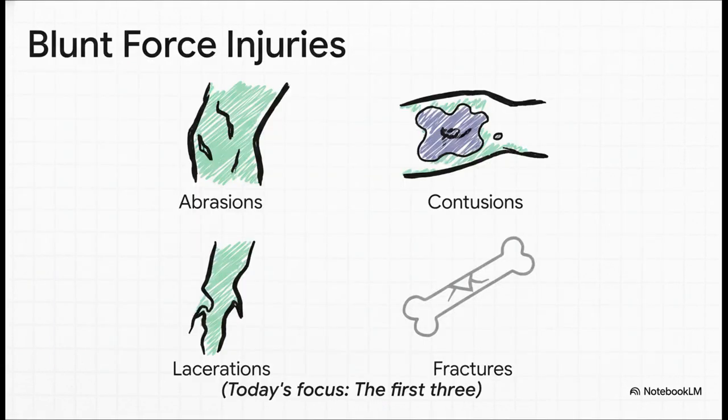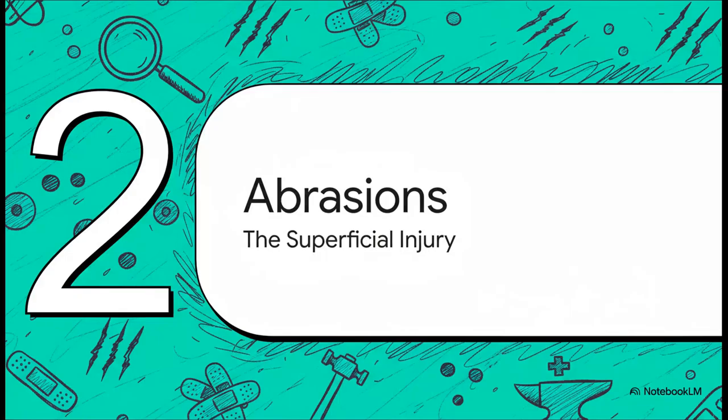Okay, so when we talk about blunt force injuries, we usually break them down into four main groups. You've got your abrasions, think of them as scrapes. Then there are contusions, which you probably know as bruises. Next up are lacerations, which are actual tears in the tissue. And of course, you've got fractures of the bone. For this session, though, we're really going to zero in on those first three. Let's kick things off with abrasions.